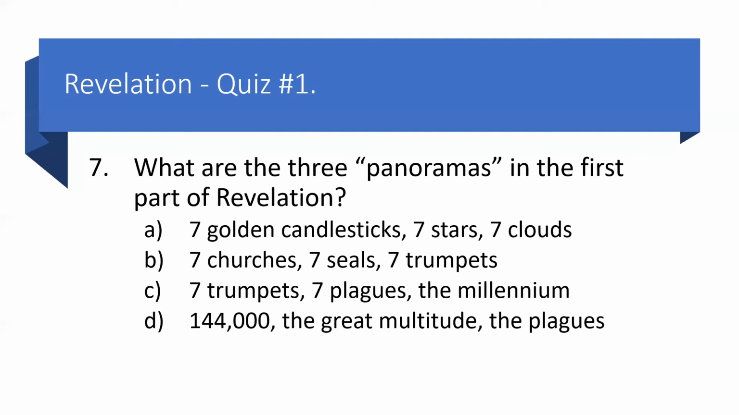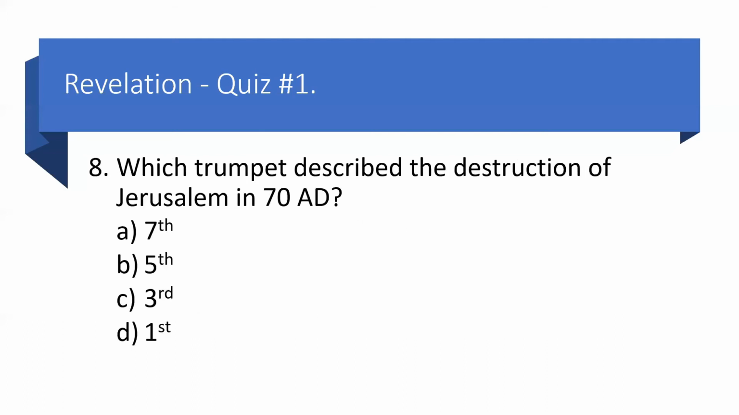Or B, are they 7 churches, 7 seals, 7 trumpets? C, are they 7 trumpets, 7 plagues, and a millennium? Or is it D, the 144,000, the great multitude, and the plagues? Are they the 3 panoramas, the 3 event periods that cover some period of time? All right. So that is what we're asking.